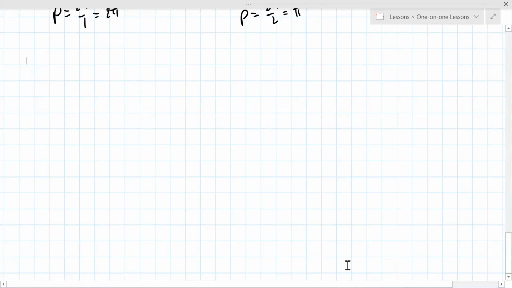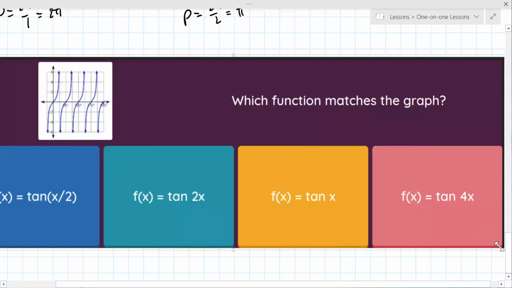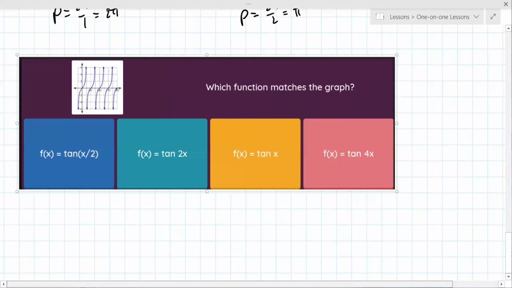Okay, a new message has come in, new email. All right. Which function matches the graph? Okay, so I'm looking at the graph here. They're all tangents, and tangents by themselves, we learned earlier, all go kind of up and to the right, and that's what happens here. The hard thing to do is to figure out which one it is.